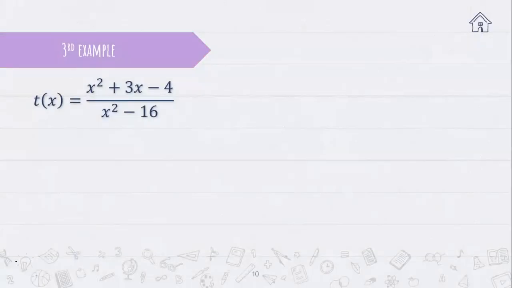Third example tayo. O, ito class, t of x is equal to x squared plus 3x minus 4 all over x squared minus 16. Ayan. Okay. So, ito class, basically, it's not yet simplified. Tama? Hindi pa siya simplified. So, anong gagawin natin? Since di pa siya simplified, i-simplify natin.